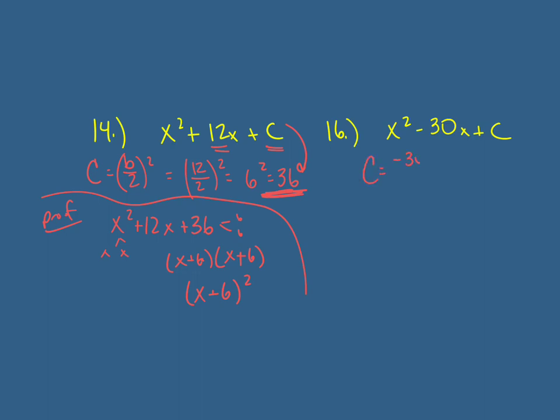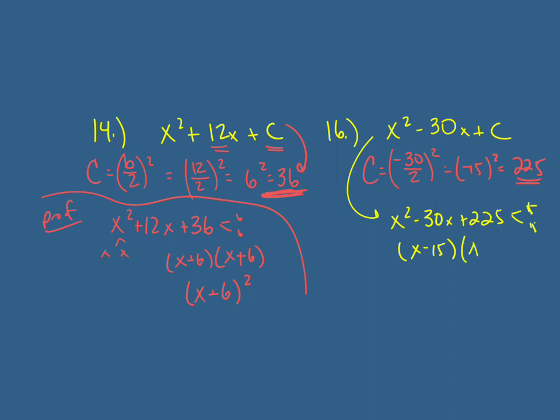Same thing here. C equals negative 30 all over 2 squared. Remember, it's inside parentheses, so even though it's negative 15 squared, it's still going to give me 225. That's my answer. Now the proof is, when I plug it in, I'm going to see, does it work? It does. x minus 15, x minus 15. So this is the proof. This is the answer. Alright? And that's it for 14 and 16.